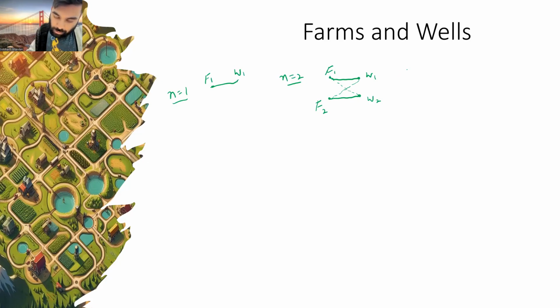And okay, so for the case of n equal to 2, it seems almost visually true that this is always possible, right? No matter how you arrange the points, it's always going to be possible to choose F1 and to map the point farms and wells so that there is no intersection. Of course, I haven't proved it, but let's move on and see what's happening for larger values.